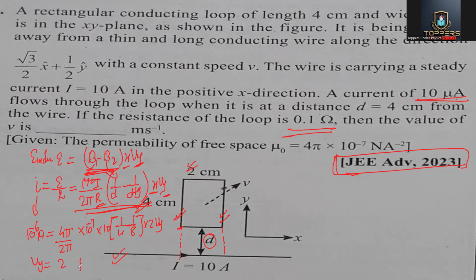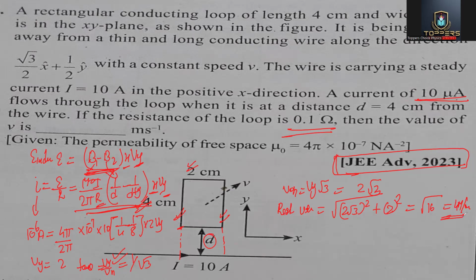So if you are going to find out the tan theta, that will be Vy by Vx. So it will be 1 over root 3. If tan theta is 1 over root 3, then we can find Vx is equal to Vy into root 3. Vy they have given already as 2, so it will be 2 root 3. Then what will be the resultant velocity? Resultant velocity will be the square root of (2 root 3) square plus 2 square, that is root 16, that will be 4 meter per second. That is our answer.